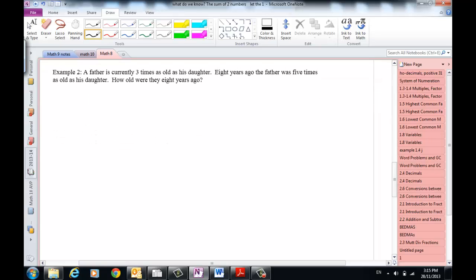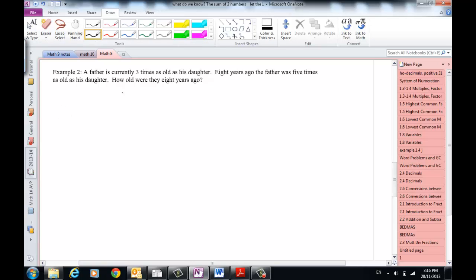Alright, our second example is going to have to do with ages. So it says, a father is currently 3 times as old as his daughter. 8 years ago, the father was 5 times as old as his daughter. How old were they 8 years ago? Now, there's a lot of stuff going on here. So let's start to think about this.